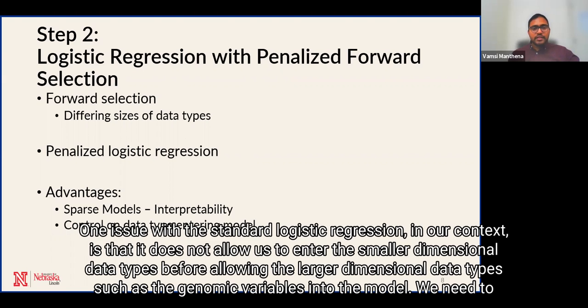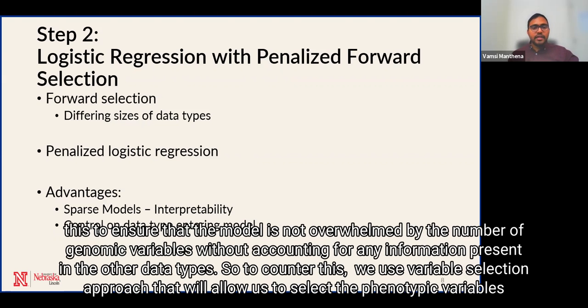One issue with the standard logistic regression in our context is that it does not allow us to enter the smaller dimensional data types before allowing the larger dimensional data types such as the genomic variables into the model. We need to do this to ensure that the model is not overwhelmed by the number of genomic variables without accounting for any information present in the other data types.